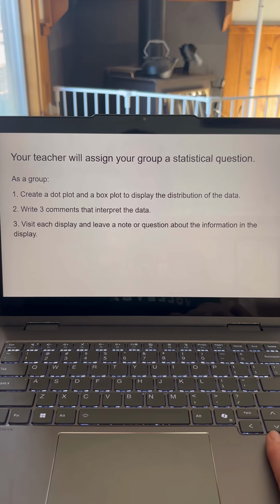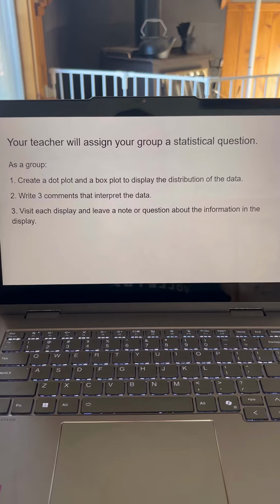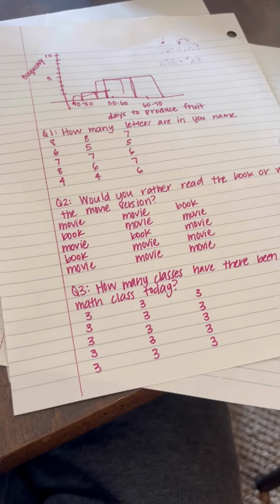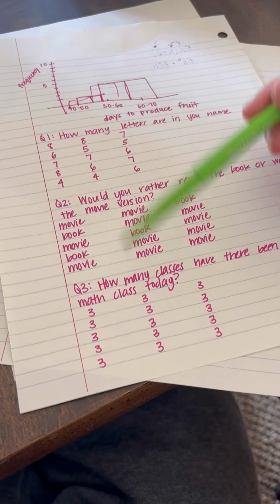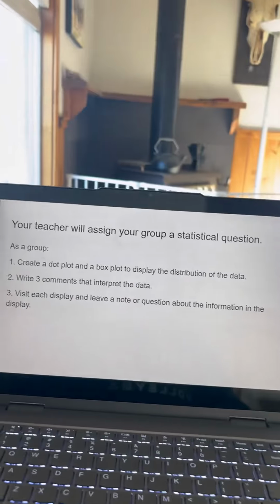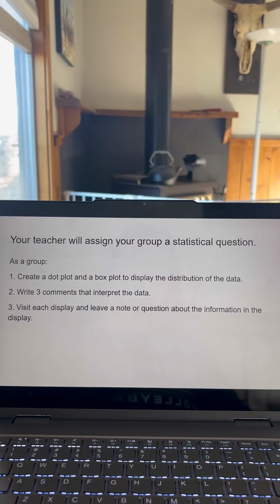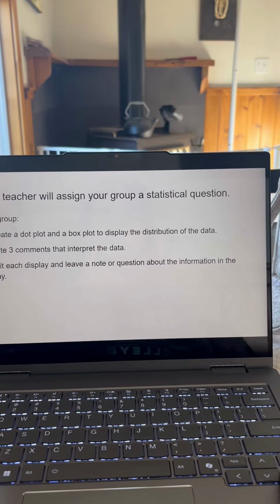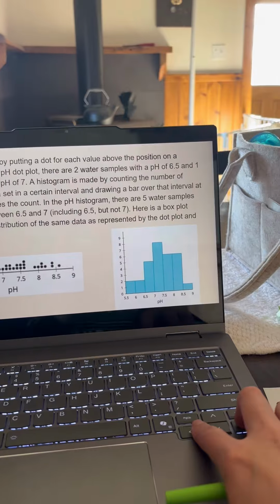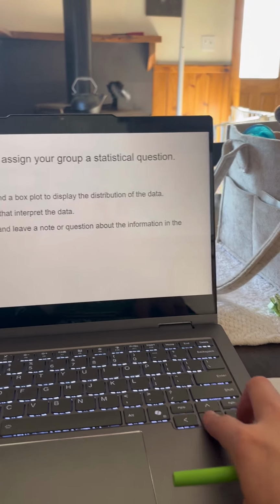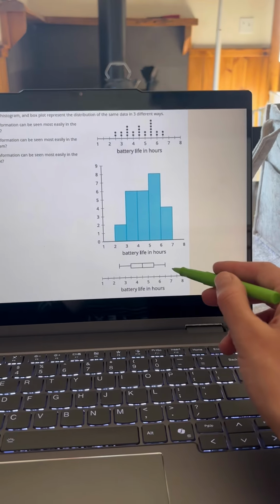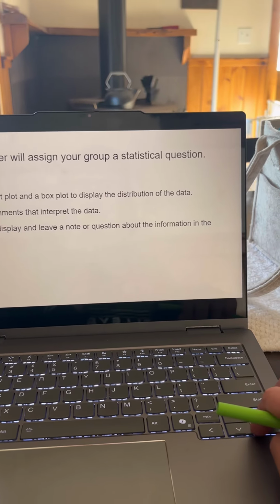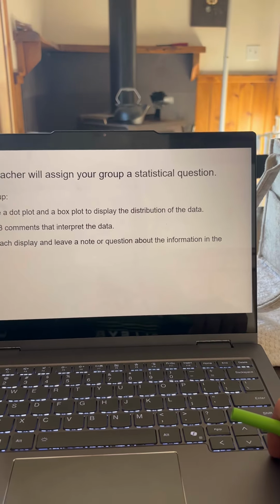And then I assigned them a statistical question out of this group here that they did on Wednesday, that I gave you. They created a dot plot, which would be this one, and a box plot, the box and whiskers one. So they did this one and this one with that question, and they summarized it.